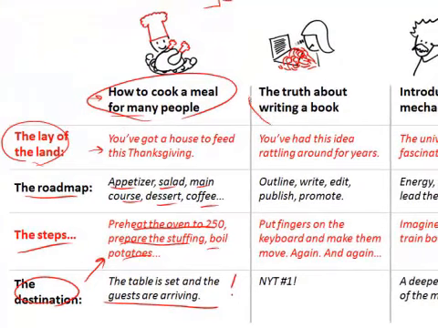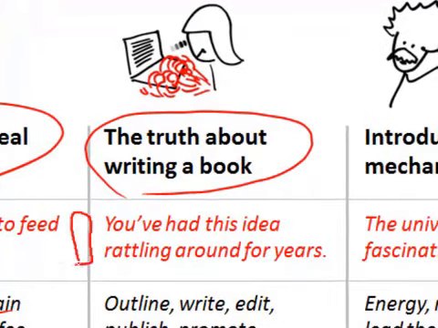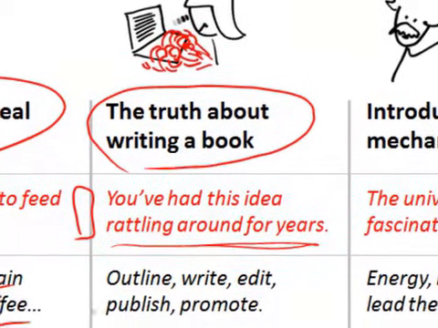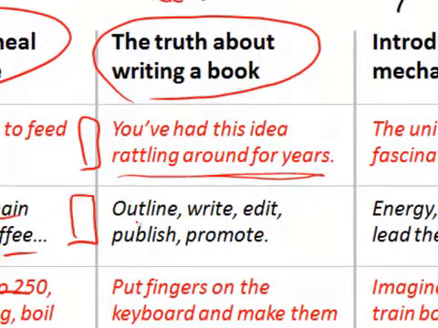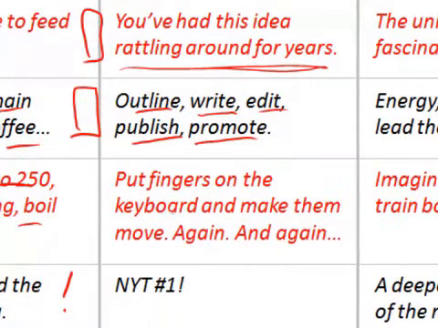Here's one that I'm pretty familiar with, trying to become even more familiar with, the truth about writing a book. What's the lay of the land? Why do we even start? Well, there's this idea that we've had in mind that's been rattling around for years. So what's our roadmap? Okay, well, we're going to outline our idea, then we're going to write, then we're going to edit, then we're going to publish, then we're going to promote. That's our roadmap. So what are the steps?